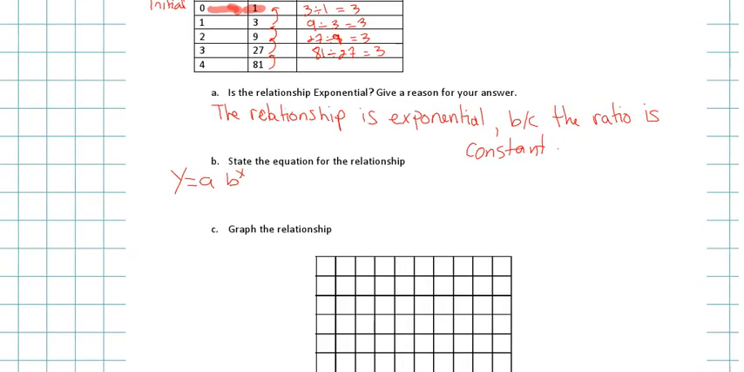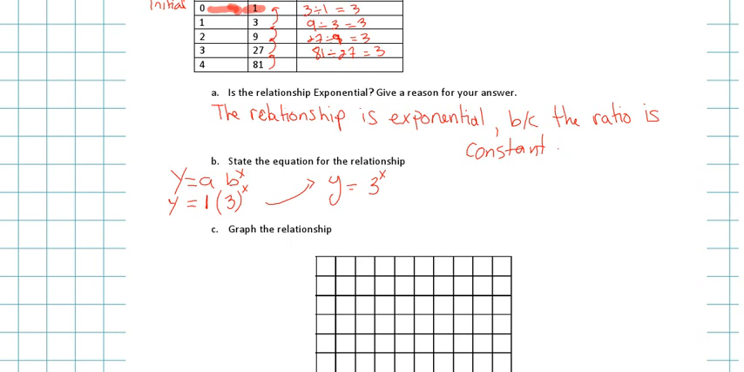What do I replace b with? 3. Because remember, b is your ratio. And then to the power of x. So basically your equation is y equals, I don't have to keep that 1, it doesn't have to be there. It's 3 to the power of x. Are you guys okay with that part?